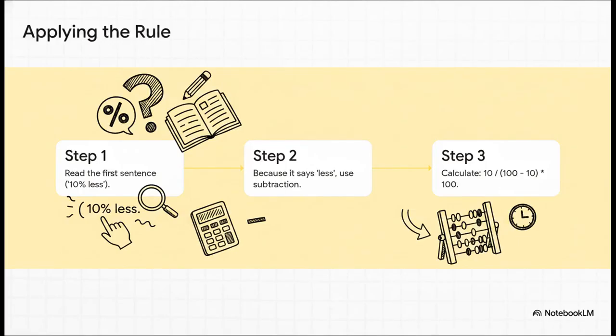All right, let's apply this to our opening question. Remember? If A's salary is 10% less than B's, let's walk through it together. Step 1, we read that first sentence, and the key phrase is 10% less. Step 2, because it explicitly says less, our rule tells us we have to use the subtraction formula. Step 3, we plug the numbers in. Our percentage A is 10, so our fraction becomes 10 divided by, parentheses, 100 minus 10. Then we multiply that whole thing by 100.